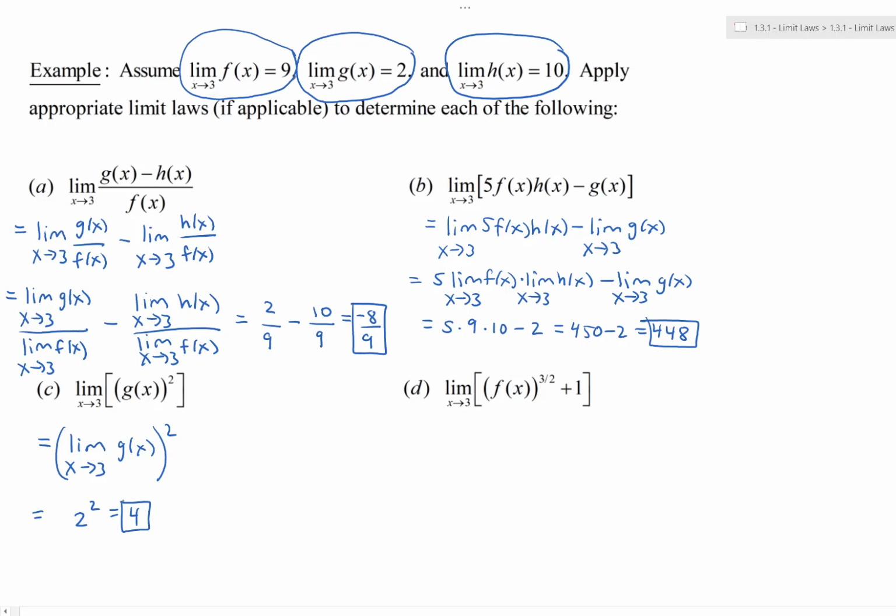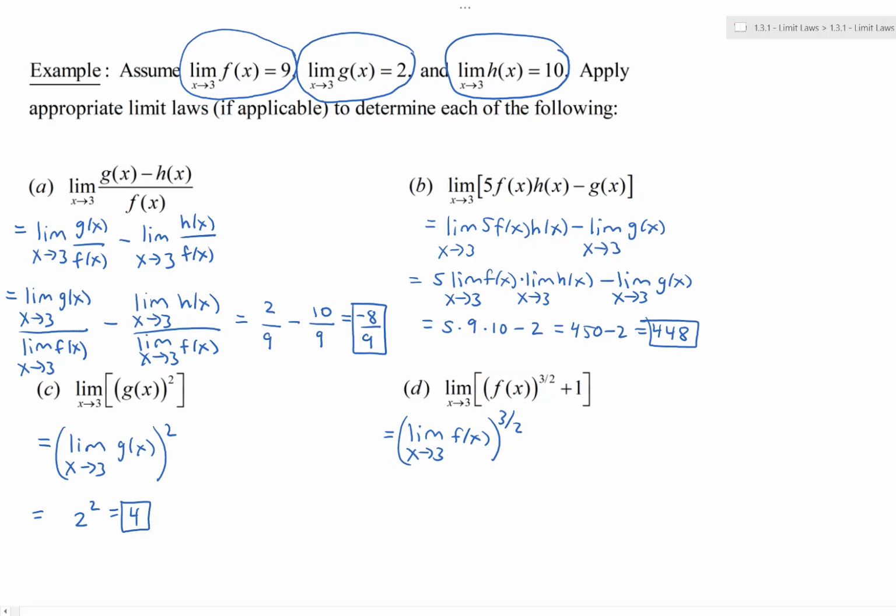Finally, part D. Limit as x goes to 3 of f of x quantity to the 3/2 power plus constant 1 on the outside. So fractional power here, right? And that power is a positive fractional power, so all's good. We also have a sum, right? So we can split this into a power and a sum as follows. This should be the limit as x goes to 3 of f of x quantity to the power of 3/2.